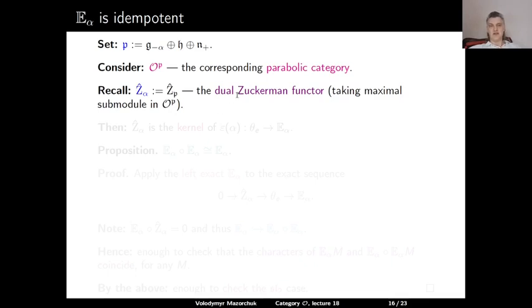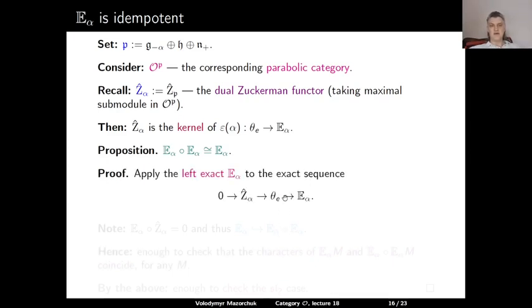Then directly from the definition, so the parabolic category is a category where G minus alpha acts locally finitely. So directly from the definition, it follows that this dual Zuckerman functor is exactly the kernel of the natural transformation from the identity to Enright's completion E alpha. So now we are ready to prove that Enright's completion is idempotent. So it's a left exact functor, so we can apply this left exact functor to the left exact sequence: 0 goes to Z alpha hat, goes to the identity, goes to E alpha. Let us also note that E alpha kills Z alpha hat.